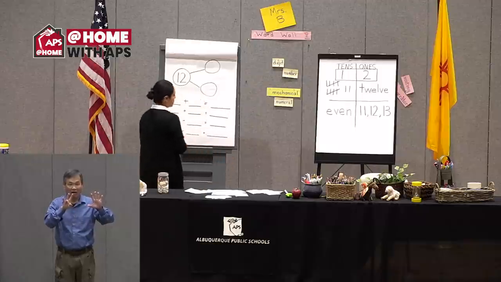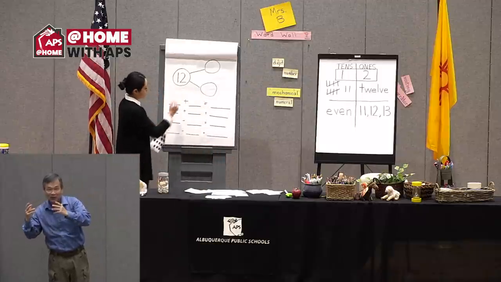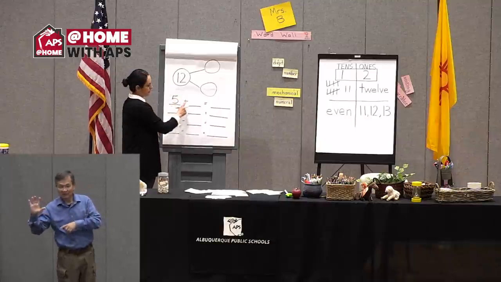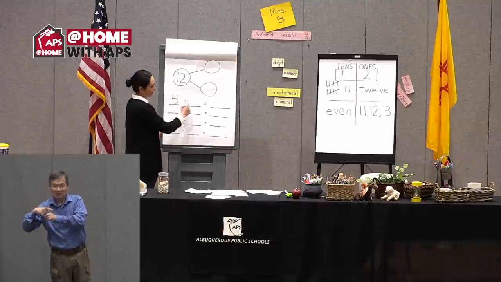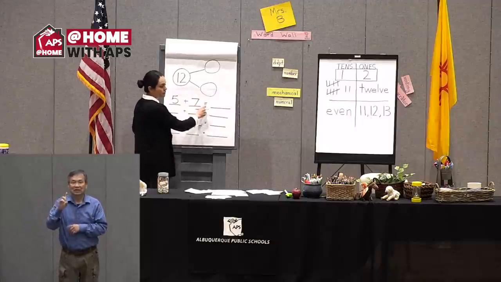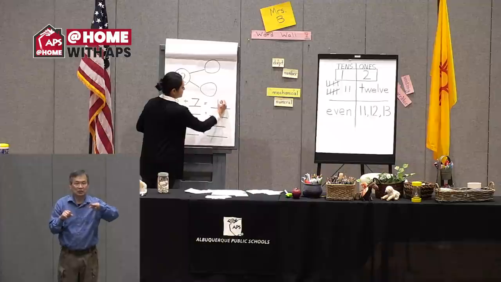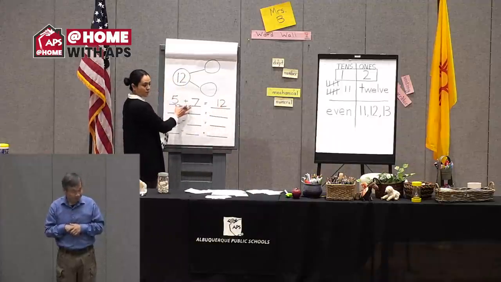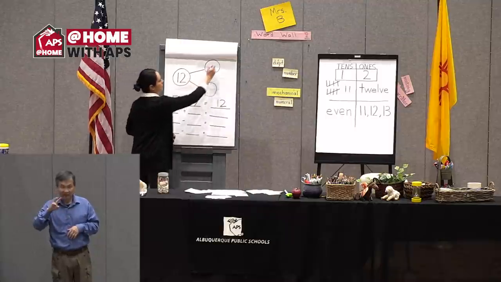Let me write that on the board. 5 dots plus or and 7 dots equals 12. So these two numbers are parts of the number 12.